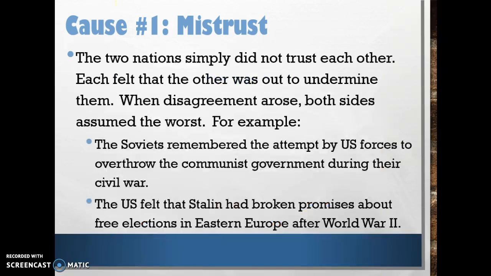The Cold War. Cause number one, mistrust. The two nations didn't trust each other. Okay, it's like when you and a friend maybe don't get along. They're not trusting each other. Each felt that the other was out to undermine the other person. So when disagreement arose, both sides assumed the worst. So for example, the Soviets remembered the attempt by U.S. forces to overthrow communist government during their civil war. The United States felt that Stalin had broken promises about free elections in Eastern Europe after World War II.